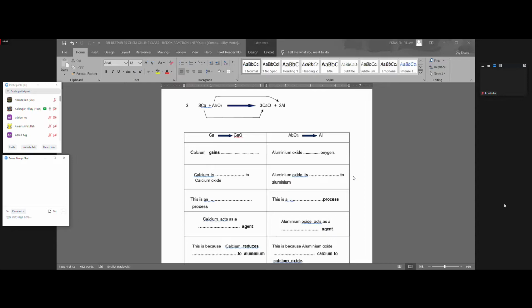In the exam, they won't draw this arrow like that for you. They only put this plus this, forming this plus this. Okay, I just did it to guide you. If you want, you can put the reduction and oxidation on top of the arrow and below.